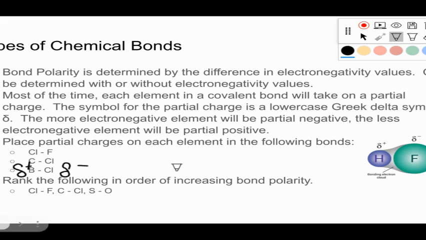This one says rank the following in order of increasing bond polarity. AP loves to have you rank things based on greater than, less than. If it says in order of increasing, for some reason people have trouble with increasing, decreasing. That means the one that is the most polar is going to be the last thing we list. We're going to list from least to greatest is increasing.